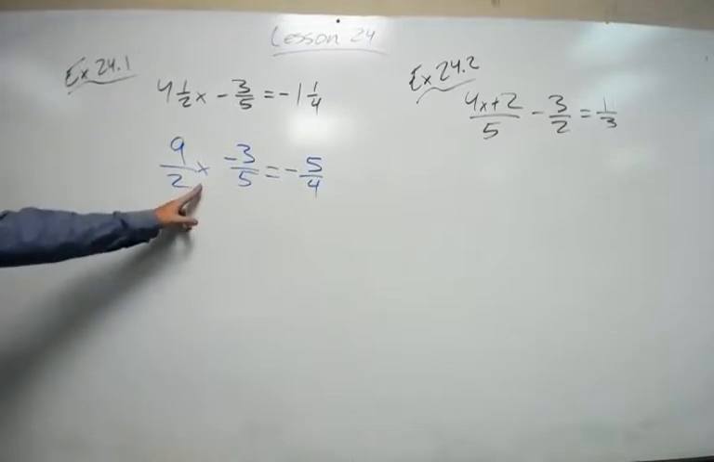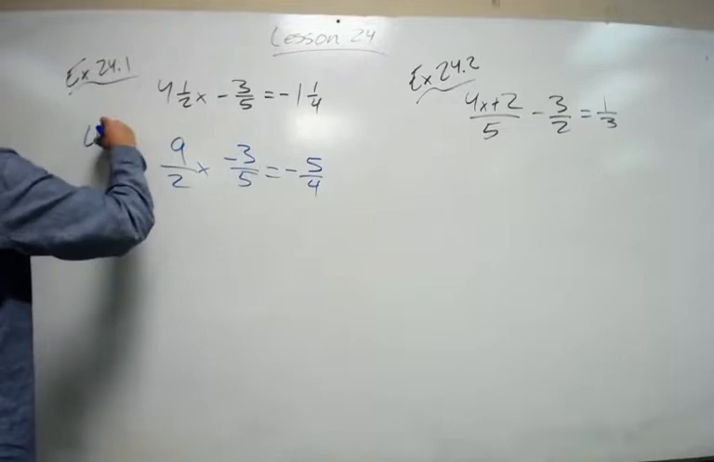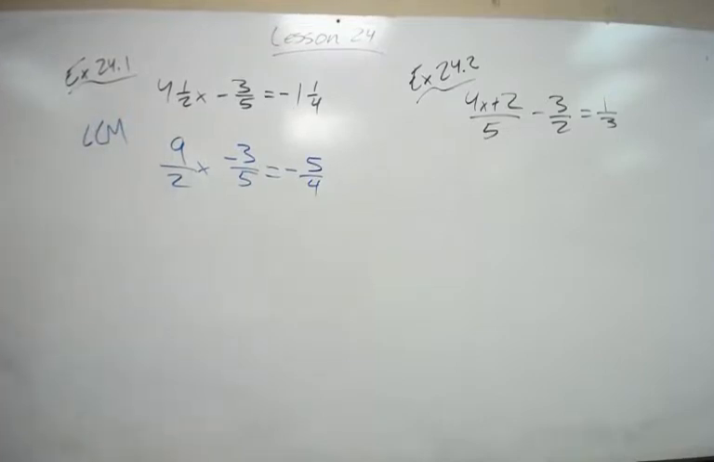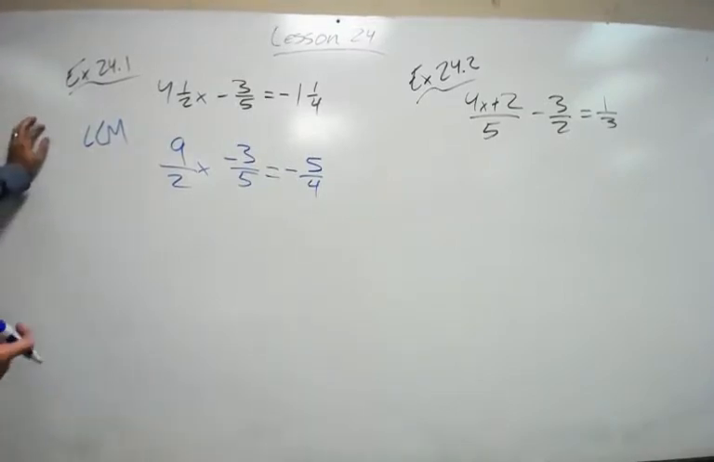So now that we have the fractions improper, what we want to do in order to solve for x is find the least common multiple. Because we can eliminate the fractions by multiplying every numerator by the least common multiple of the denominators, because then the denominators will divide into the least common multiple, and you'll be able to solve for x.